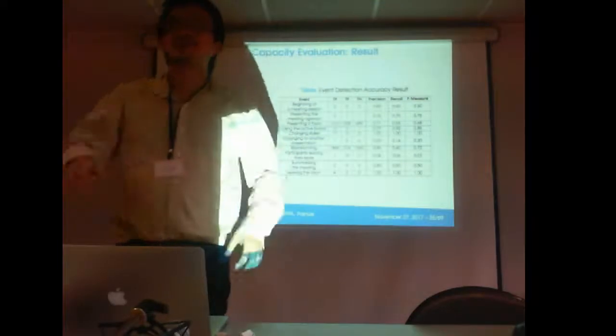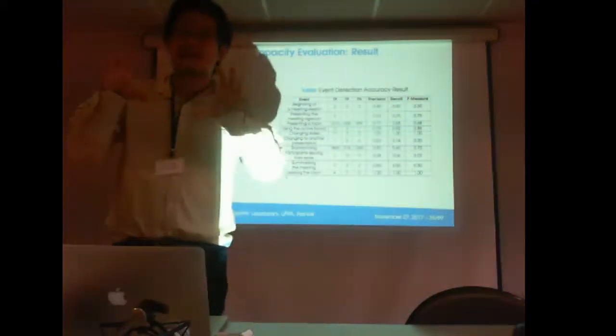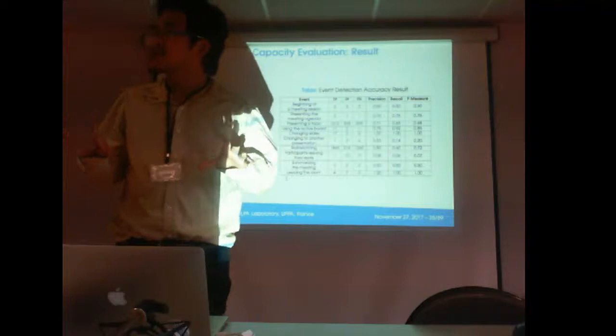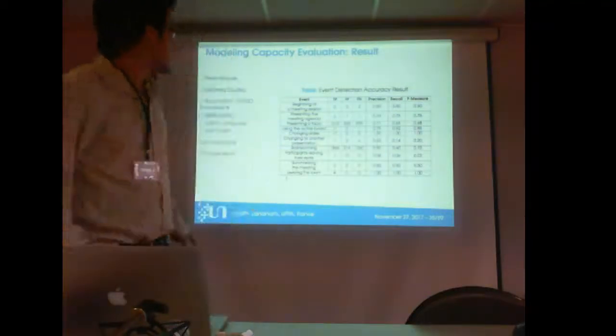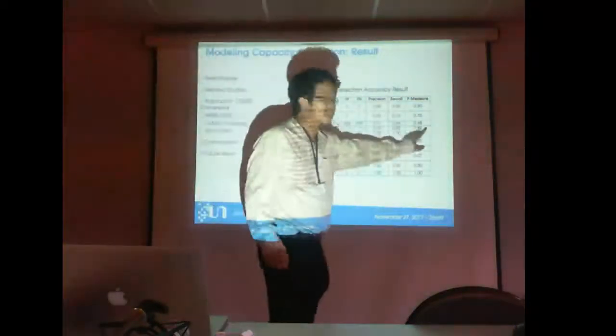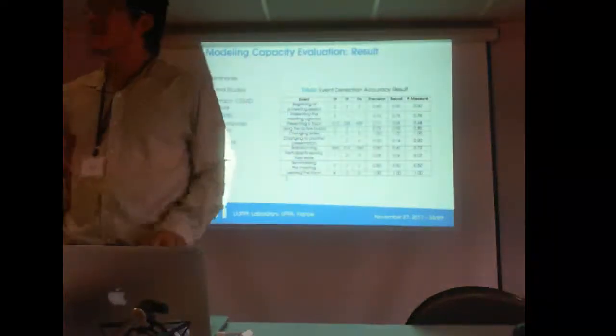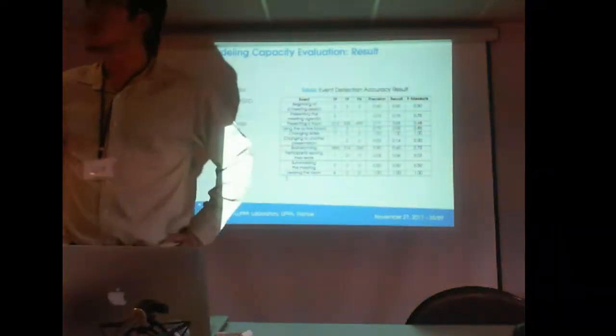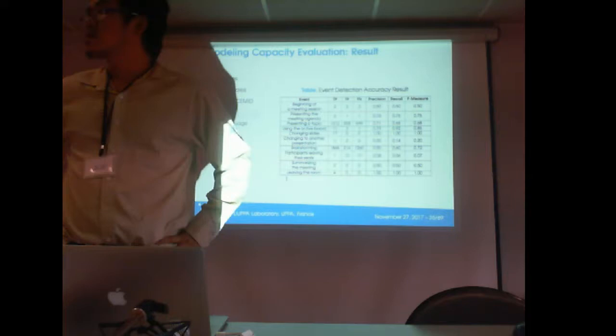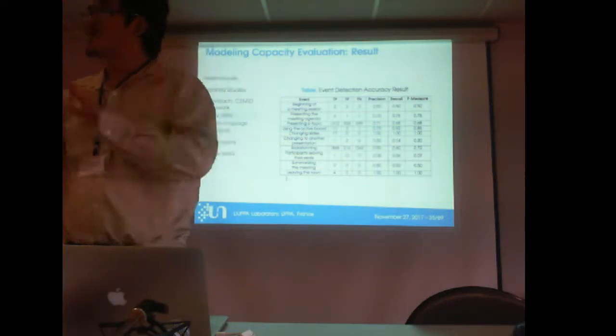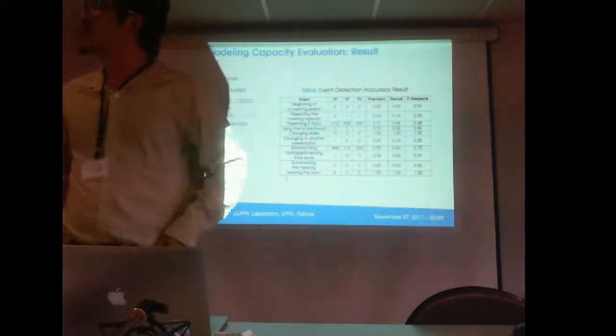Because the corpus data is not really good, the video is not really quite good, and the sound is not really quite good, that's why we have a little bit less F measure. But the general idea is that we can model it. What are the causes of the bad result? The bad result comes from the untrained detection function, not the ontology.